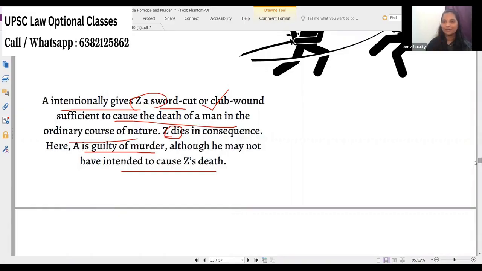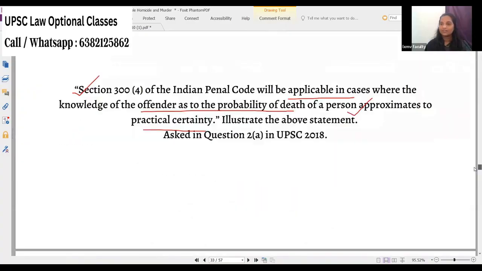Clause 1 will directly come in. You cause the death of the person with intention to cause death. Yes, ma'am. Okay, sir. So any other doubt?